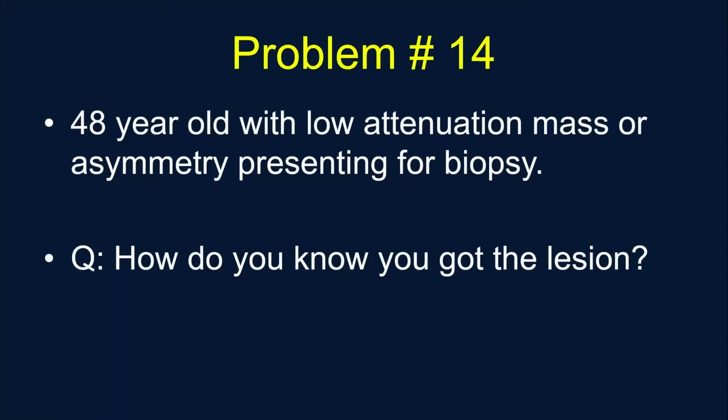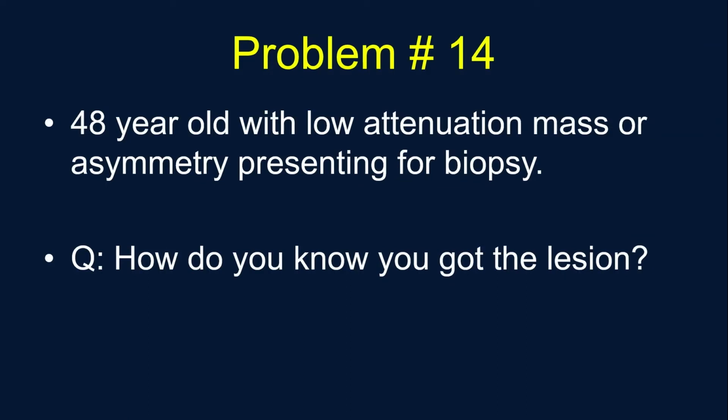All right, a 48-year-old with a low attenuation mass or asymmetry now presenting for biopsy. How on earth do you know you've gotten this? So most of the time when you're doing calcifications, you do the specimen radiograph, you see calcifications, you feel great, you put your clip in and you're done. But when it's a low attenuation asymmetry or low attenuation mass, it can be actually quite challenging sometimes to know that you've actually gotten the target. So how are you going to confirm that you did?